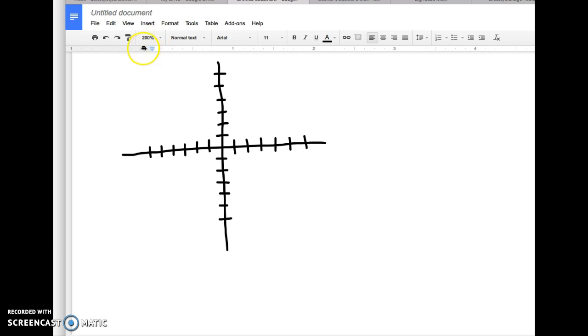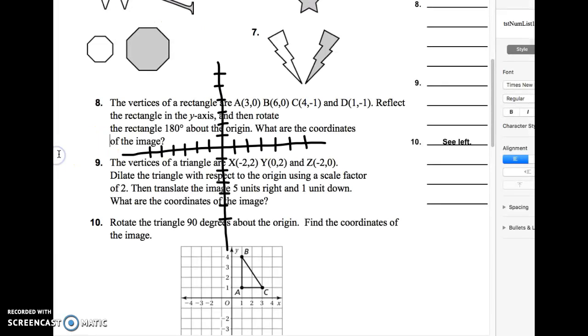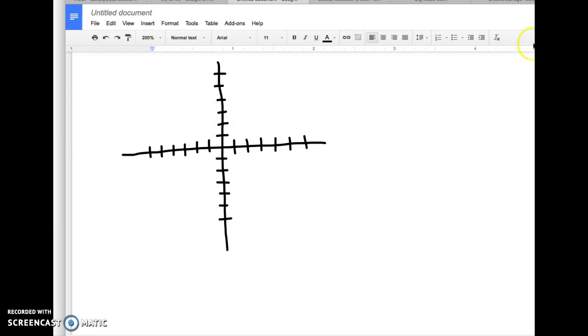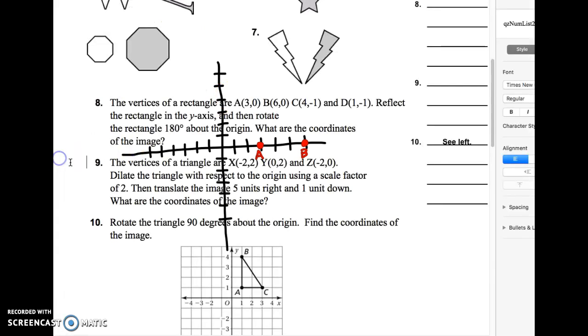Okay, now I'm just going to go through and I'm going to plot my points. So the first point I had was 3, 0, and that was where A was. So I'm going to come over 3, up 0. That's A. B was at 6, 0, so I'm going to come over 6 and up 0. Okay. C was at 4, -1. So over 4, down 1.